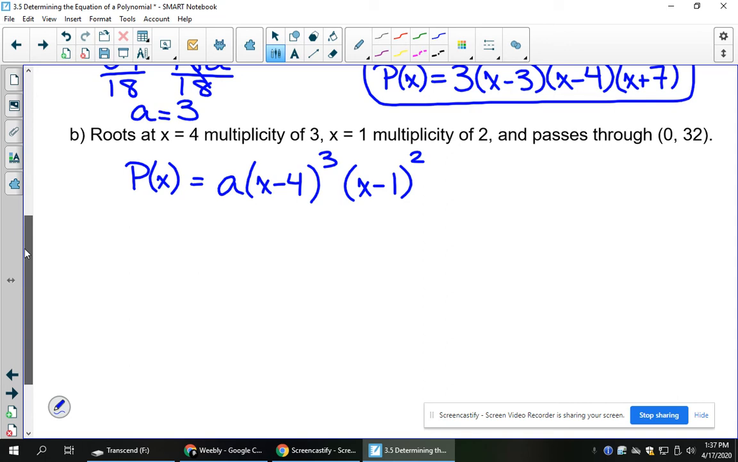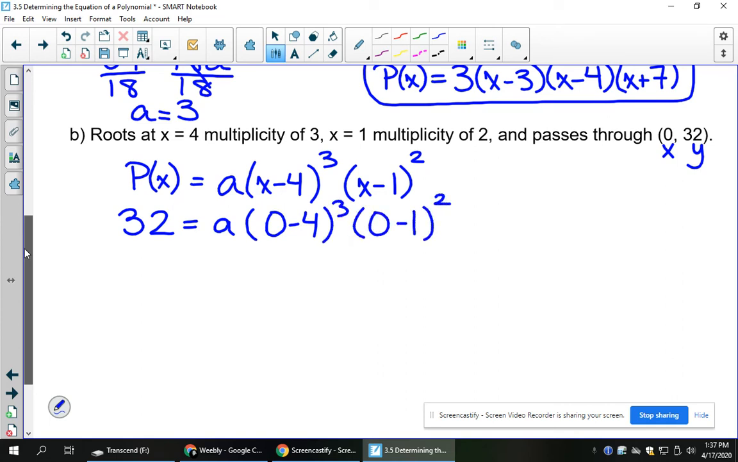I'm passing through the point 0, 32. As soon as I see the 0, I'm hoping that you're thinking, okay, x is 0, that's a y-intercept, but it still doesn't change what you do. You sub in x and y into your equation, and you're really happy that x is 0 because that makes the math quite simple. Here's my 32 for y. Here's my zeros for x.